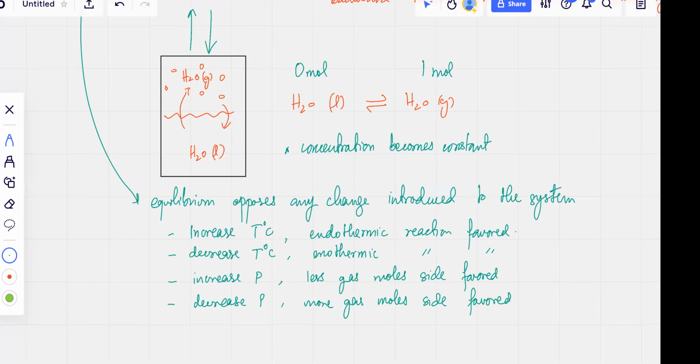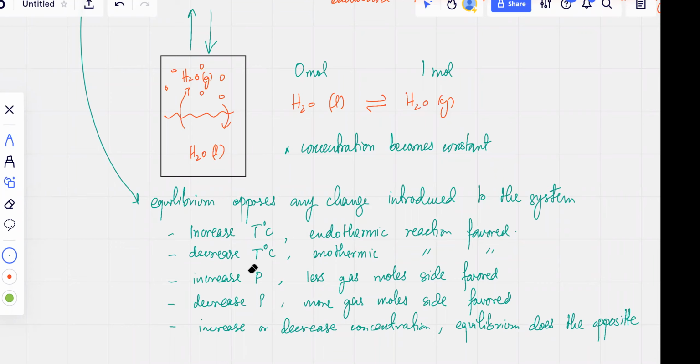And the last one is that if you increase or decrease concentration, equilibrium tries to do the opposite. And remember, it's focused on the word concentration. It has to be concentration. If you increase concentration or decrease concentration, the equilibrium favors that reaction that does the opposite. So if you increase, it's going to try and decrease it. If you decrease, it's going to try and increase it.